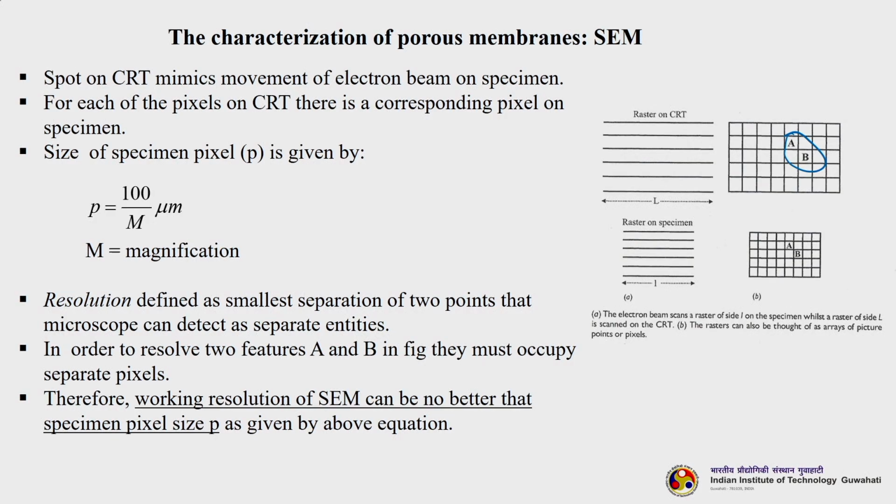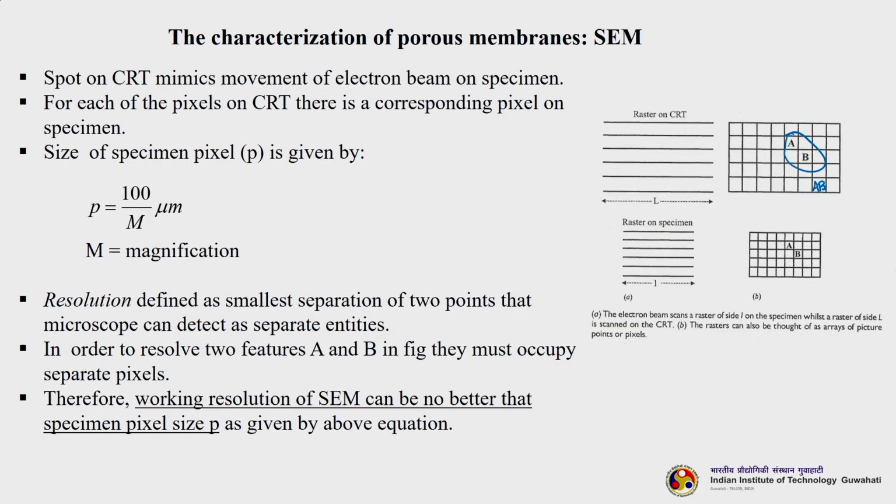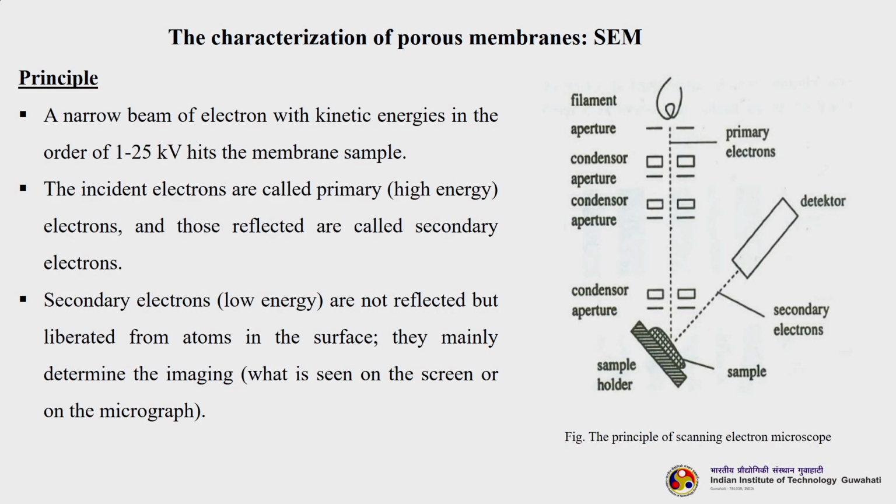In order to resolve 2 features A and B in the figure, they must occupy separate pixels. If both A and B occupy the same pixel, the resolution will be very low. We cannot see A and B completely and differently. That is why they should occupy different pixels. Therefore, the working resolution of SEM can be no better than the specimen pixel size p, as given by the above equation. So, in a quick nutshell, let us understand the principle of SEM again.